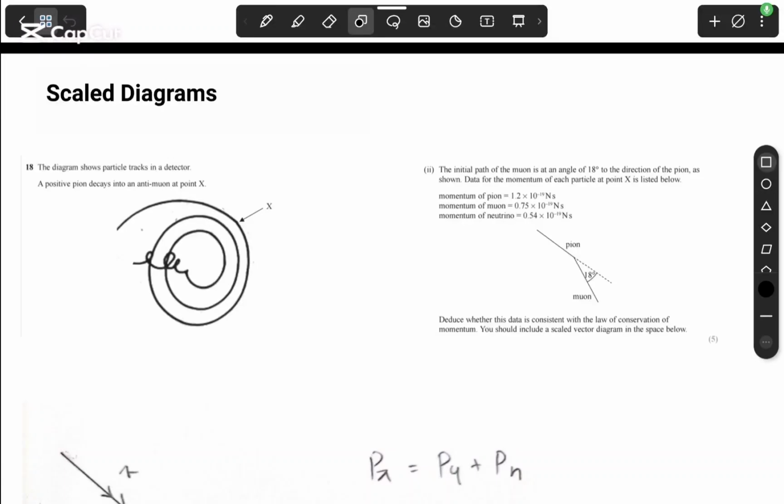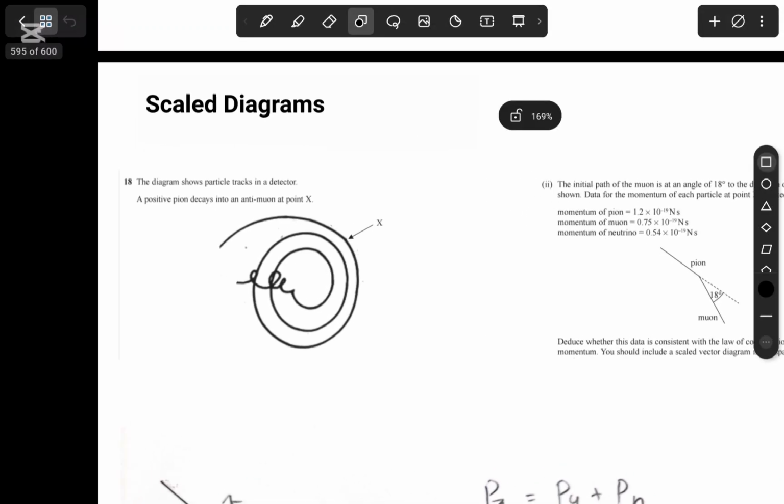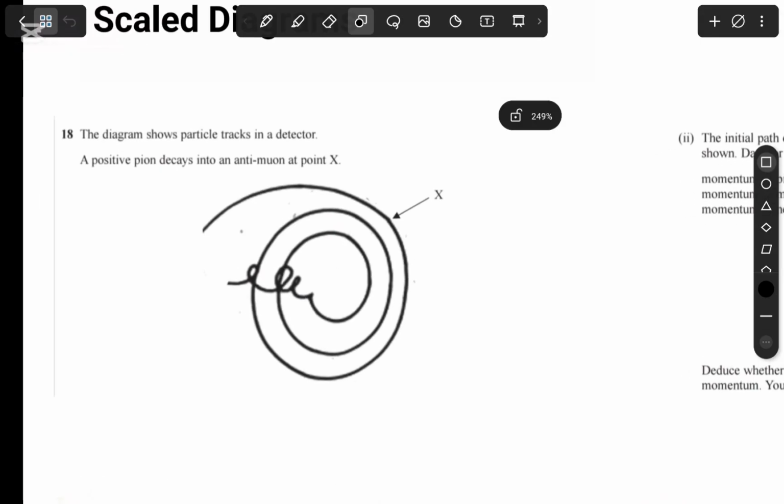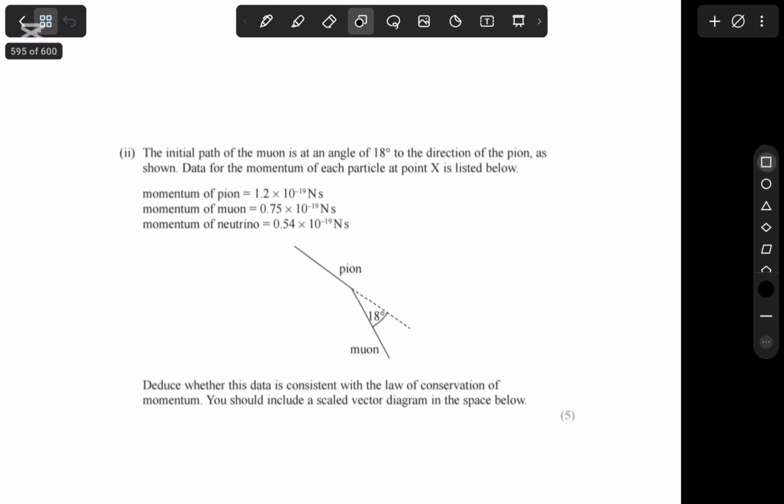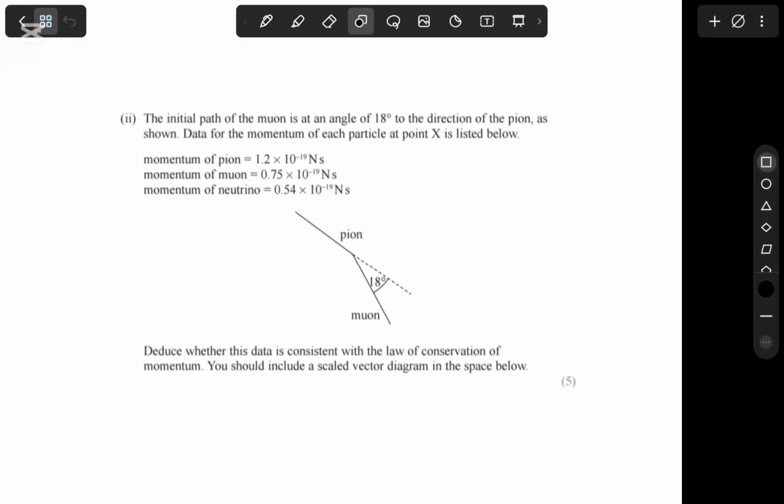Now let's talk about scale diagrams. I've got a question here. It says the diagram shows a particle track in a detector. Positive pion decays into an anti-muon at point X. And then they've given us the initial path of the muon is at an angle of 18 degrees to the direction of the pion as shown.